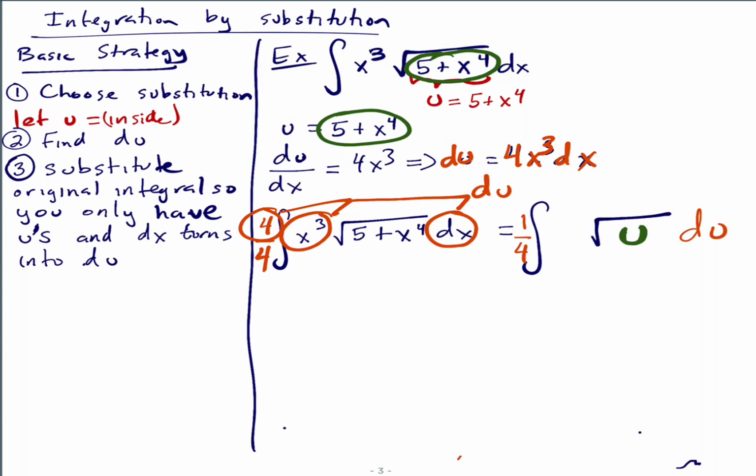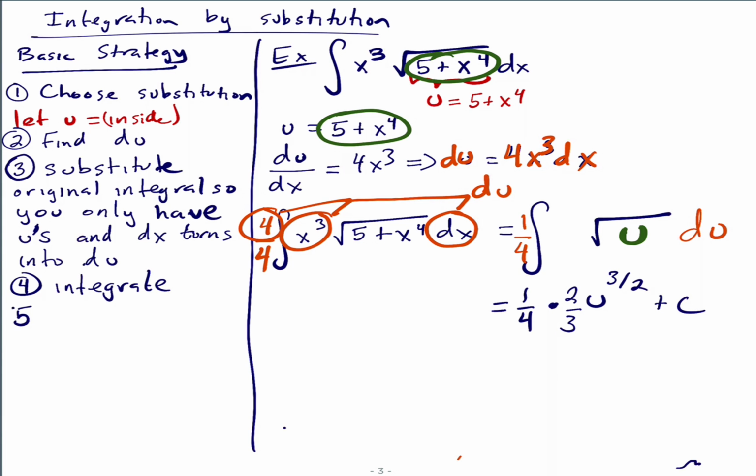What's the antiderivative of... So I'm just going to leave the 1/4 there. But what's the antiderivative of square root of u? That's u to the 3/2, right? We just add 1 to the exponent times 2/3 plus c, right? So let's write down that step. Step 4, integrate.